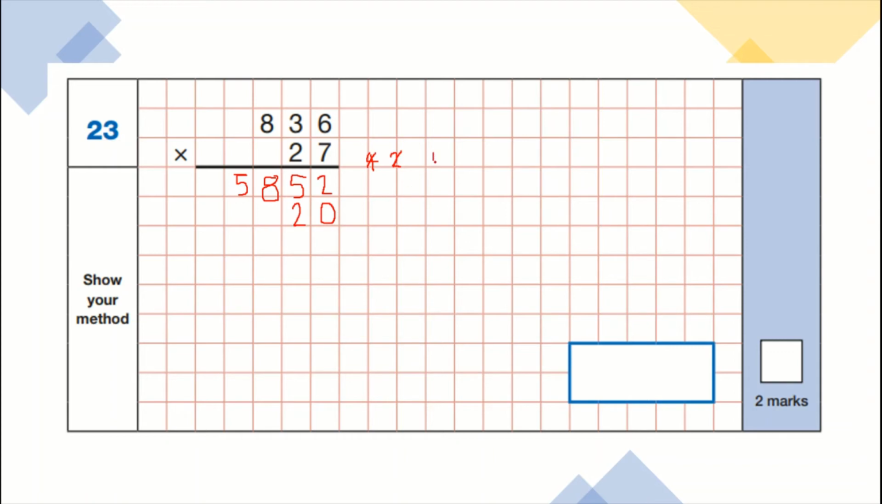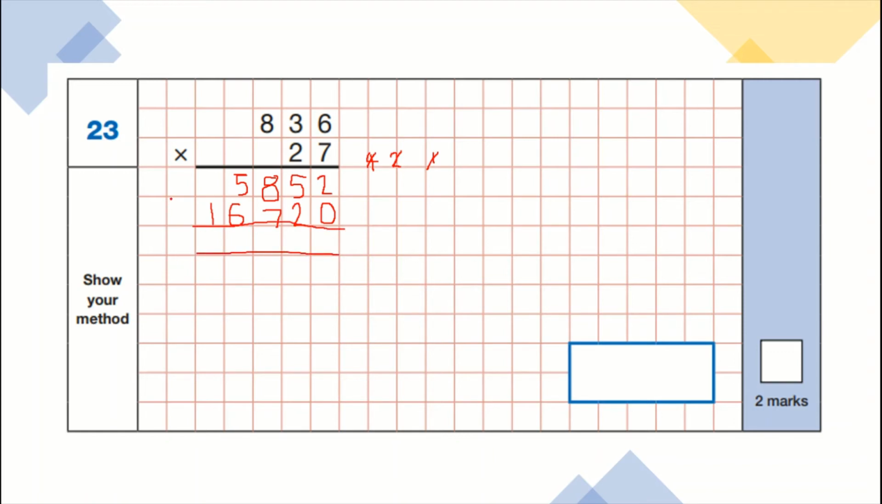Remembering the 1, 3 times 2 is 6. With the 1 is 7. 2 times 8 is 16. Because there's no more calculations, we can also write the 1 in. So that was step 1.